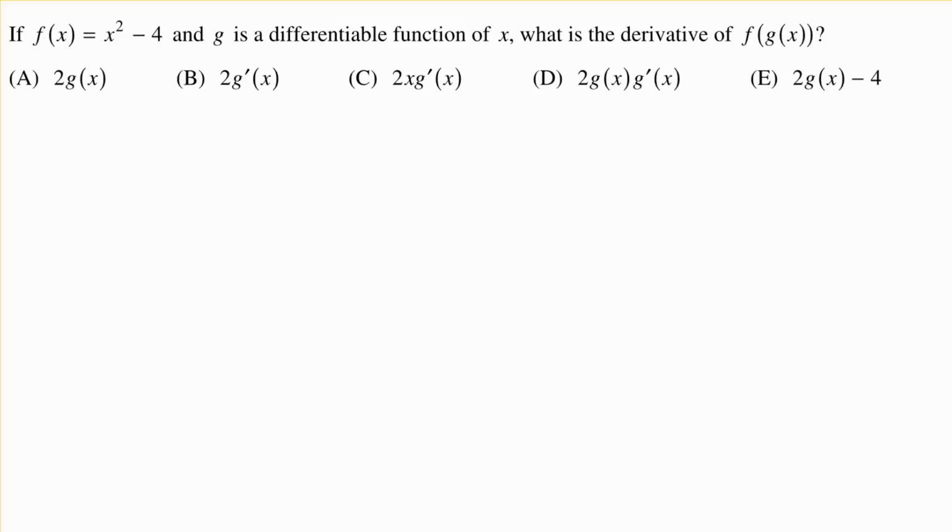All right. If f of x equals x squared minus 4, and g is a differentiable function of x, what is the derivative of f of g of x? So we want to put g of x into x. So f of g of x is g of x squared minus 4.